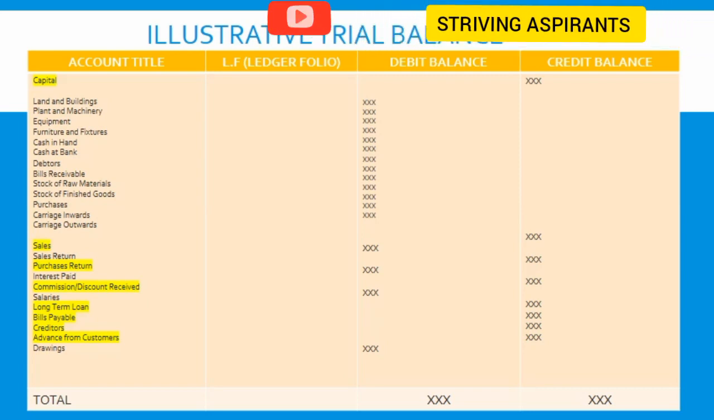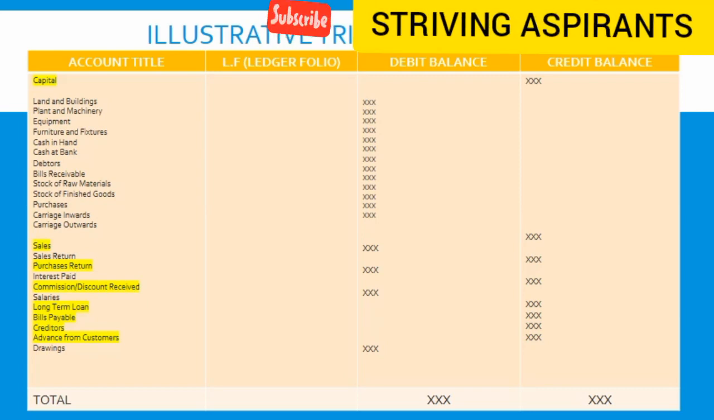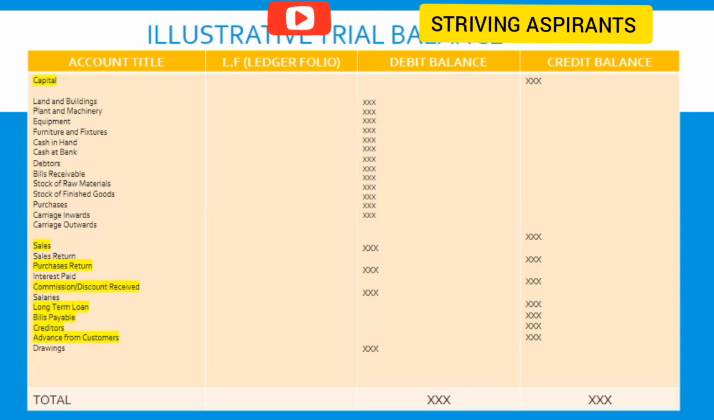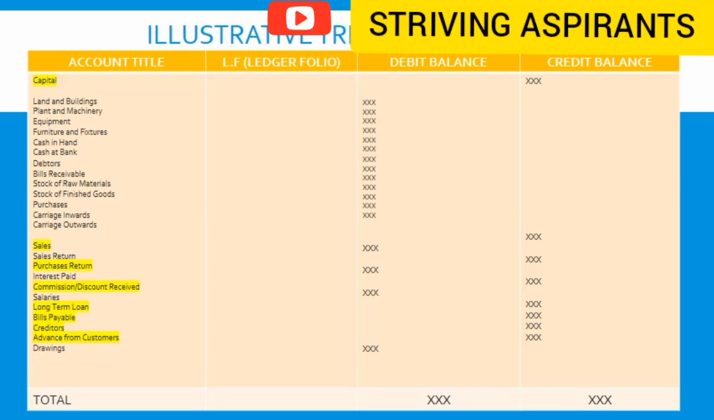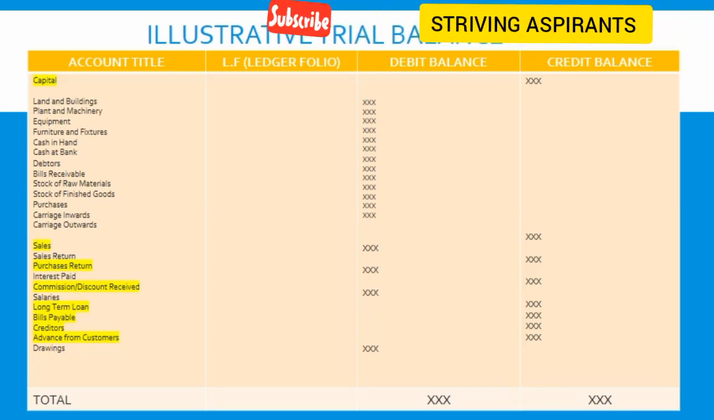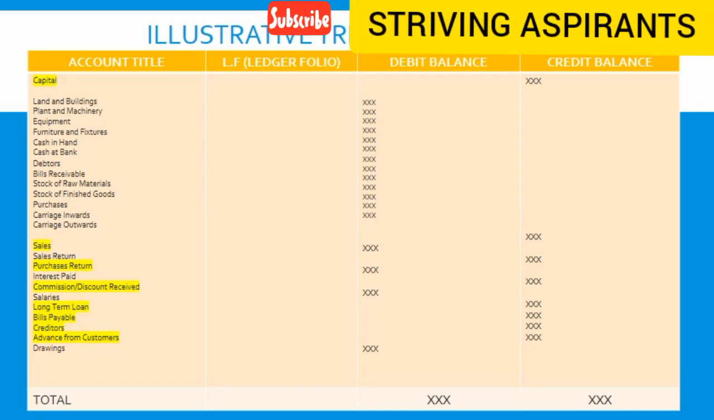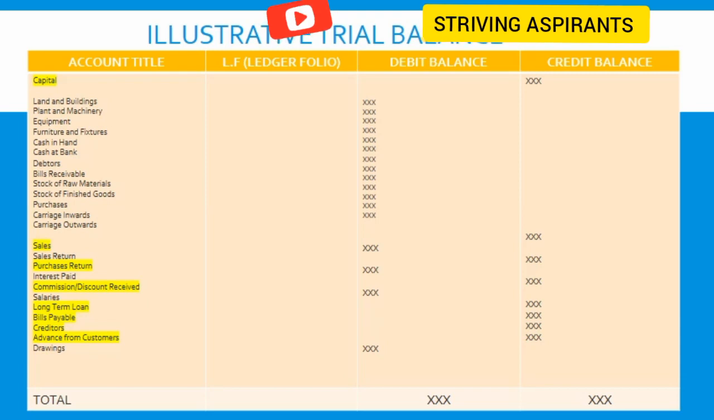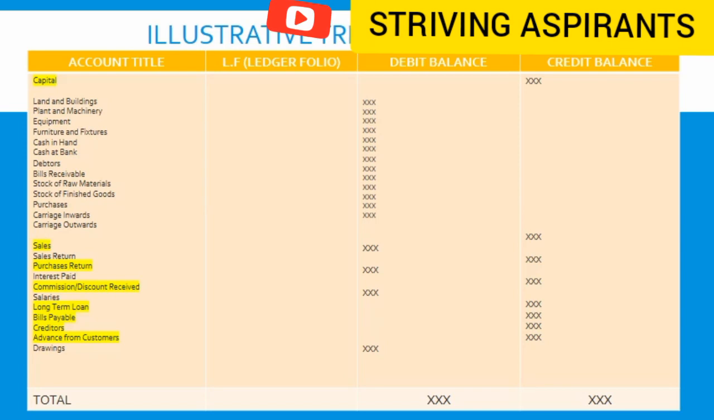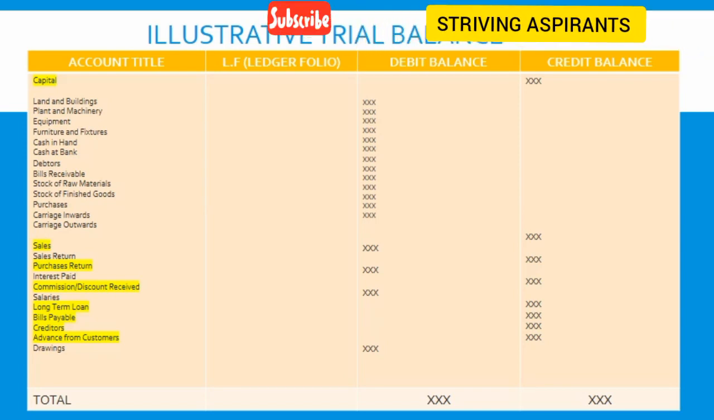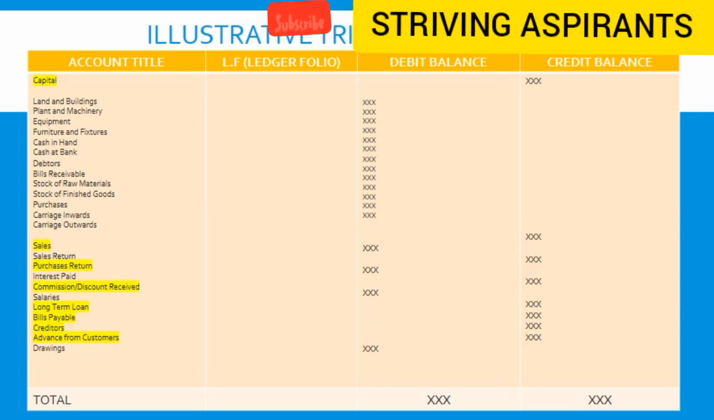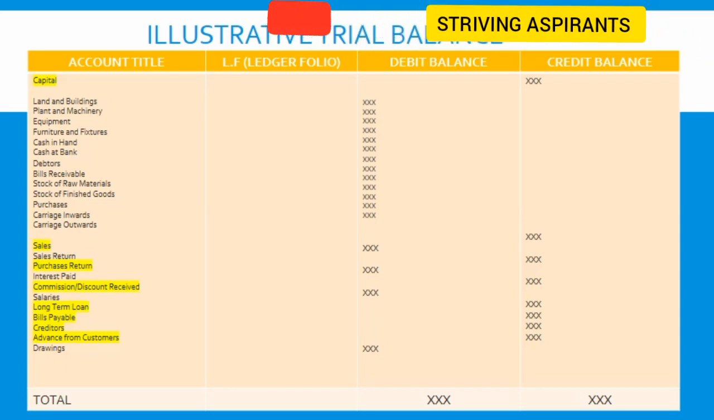Then we will take sales, that is a credit balance. Then sales return, that is a debit balance. Purchase return, credit balance. Interest paid, debit balance. Commission discount received, credit balance. Salaries, debit balance. Long-term loan, bills payable, creditors, advance from customers, all belong to credit balance as shown in the trial balance given here. And finally drawings, it is a debit balance.